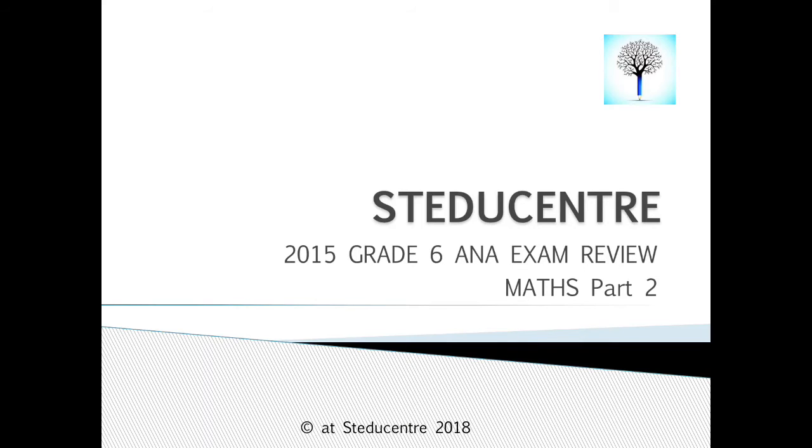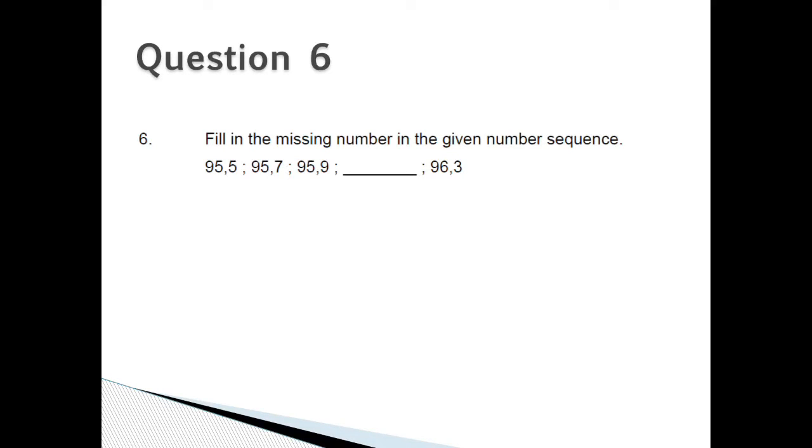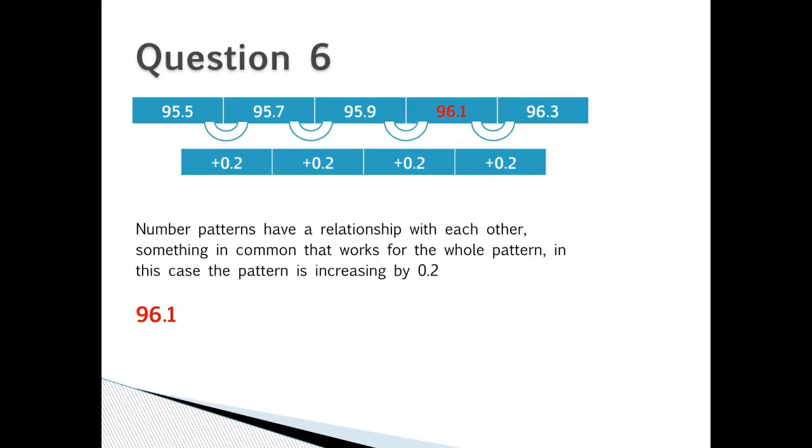Part 2. Question 6. Fill in the missing number in the given number sequence: 95.5, 95.7, 95.9, space, 96.3. Number patterns have a relationship with each other, something in common that works for the whole pattern. In this case, the pattern is increasing by 0.2. So your correct answer is 96.1.